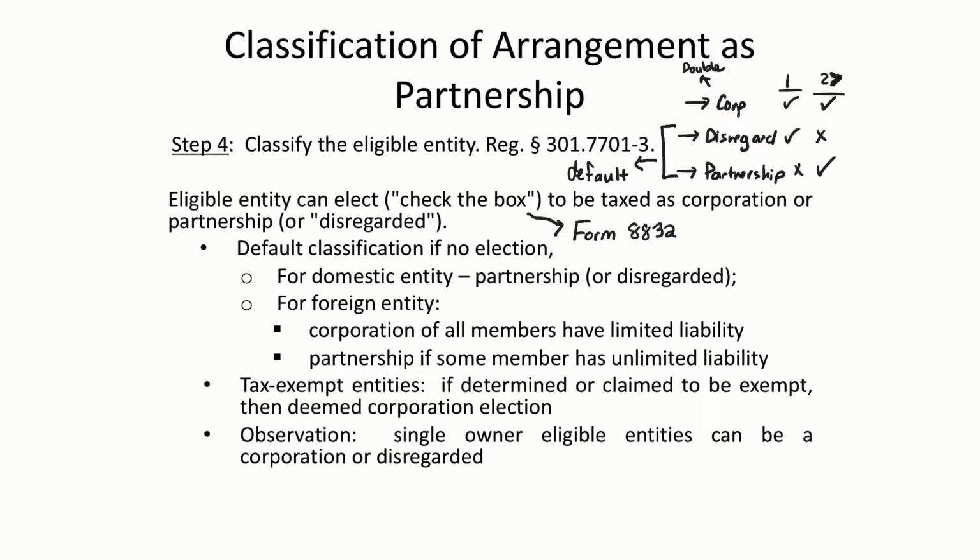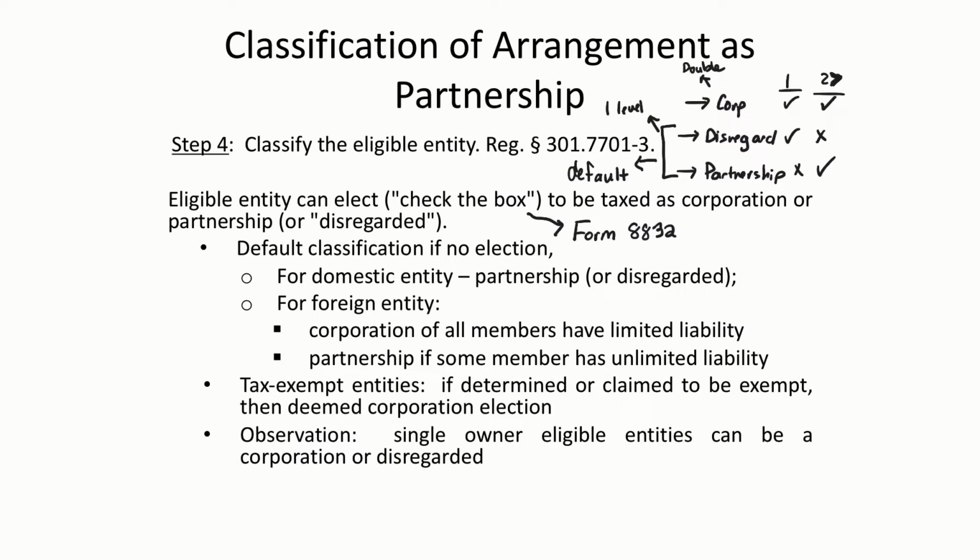They're going to assume that you want to be a single level of tax. One level of tax. Okay? So again, default, if you don't file Form 8832 and elect, you'll be treated as disregarded if you're 1, partnership if you're 2 or more. But if you do want to elect, you can elect to be a corporation, whether you're one or two or more owners.